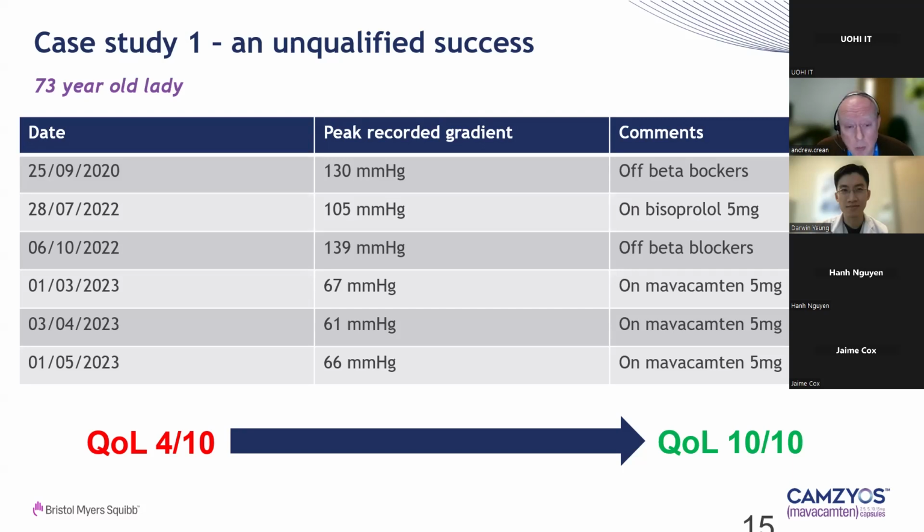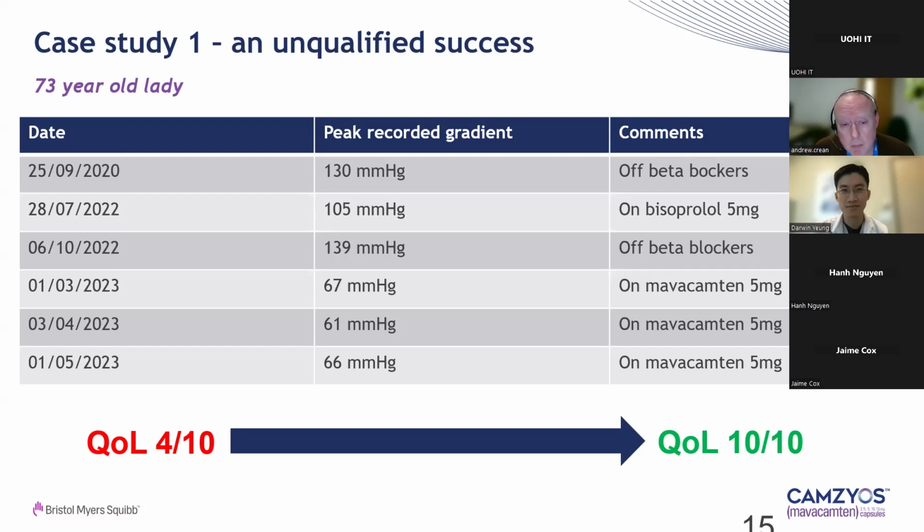And I think this is an important case for lots of reasons, but one of which is to point out that we are not trying with HCM care to reduce gradients to 0. It is usually not necessary to reduce a gradient to 0 in order to get substantial symptomatic benefit. And sometimes patients and carers can obsess over the number that we report at echo, when what really matters is the symptoms that they're living with.